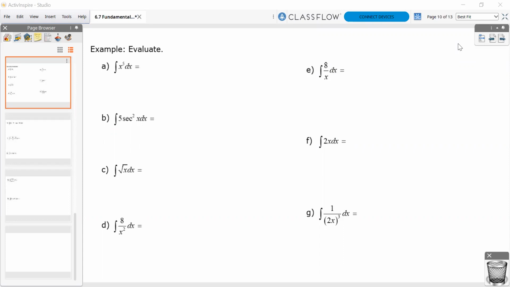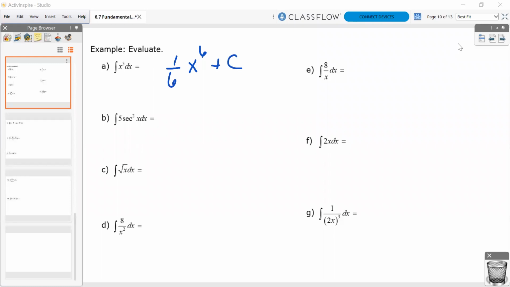Okay, so the first one with A, this is a simple undoing the power rule. So because it's x to the fifth, the integral will be x to the sixth. Because I have a coefficient of 1 in my original integral, this becomes a 1/6. And of course, we can't forget the plus c.